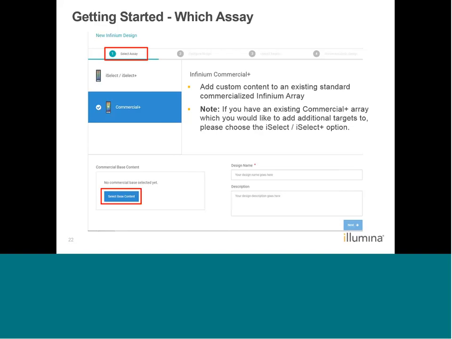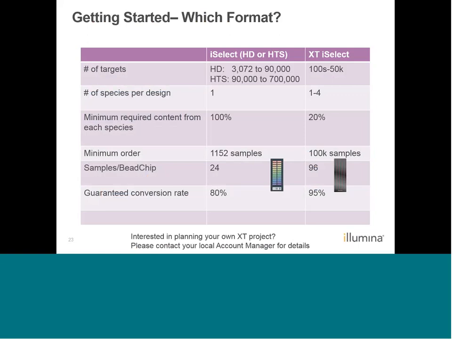For Commercial Plus, the first thing you'll do is select your base content, and we'll go into that in more detail a bit later. So getting started, which format to use? We have two main choices, and they're based on the number of targets that you want to look at and the number of samples you'll be processing. So for HD and HTS, you'll see there is a difference in terms of the number of targets. There's only one species per design, and the minimum order is 1152 samples, and you'll see that both HD and HTS will be designed as a 24-sample bead chip.